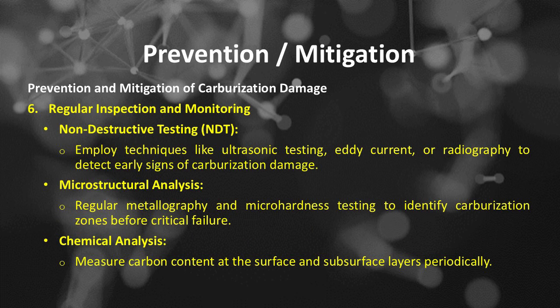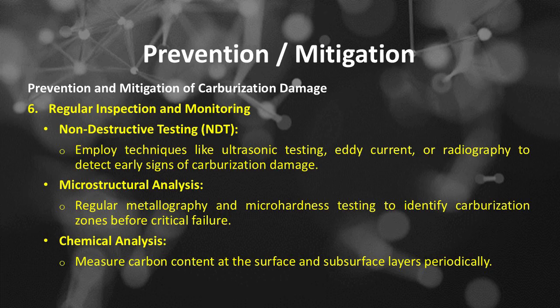Number 6 of prevention and mitigation of carburization damage is regular inspection and monitoring. Includes, the first is non-destructive testing, or NDT. Employ techniques like ultrasonic testing, eddy current, or radiography to detect early signs of carburization damage.